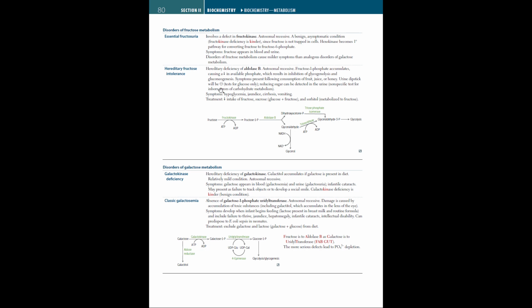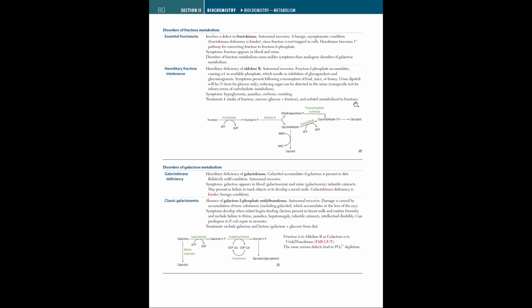A urine dipstick test will always be negative, as this tests for glucose only and not for fructose. Reducing sugar can be detected in urine, which is not a specific test for inborn errors of carbohydrate metabolism. The symptoms of hereditary fructose intolerance are hypoglycemia, jaundice, cirrhosis, and vomiting. The treatment is decreased intake of fructose and sucrose, because sucrose is glucose plus fructose, and sorbitol, which is metabolized to fructose. So again, essential fructosuria is a defect in fructokinase, and hereditary fructose intolerance is the hereditary deficiency of aldolase B.